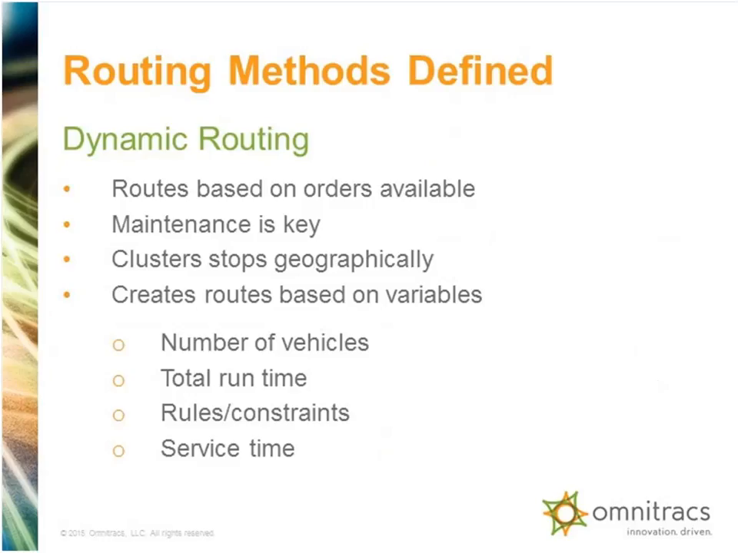Maintenance is the key. Go back to a couple slides ago where we mentioned the geocoding and the service time assigned to the customer. As long as those are accurate and up to date, then we will create very good routes. When we do dynamic routing, we cluster stops geographically, so everybody in the north part of the city will be routed together. Everybody in the south part of the city will be routed together. So we try to keep them as close as we can.